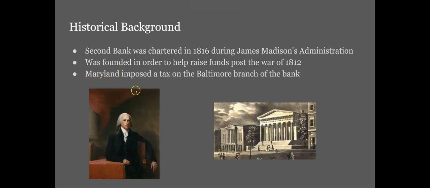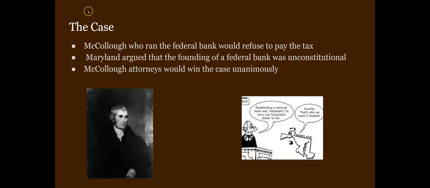The first federal bank, the first branch of it, at least, was established in Philadelphia, and with relatively no problems. Maryland was actually the one that this case, all the problems ensued afterwards. The case itself, McCulloch, who ran the federal bank, would refuse to pay the tax.